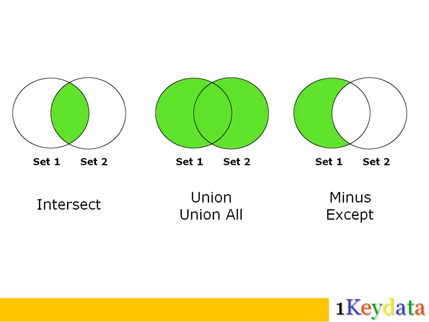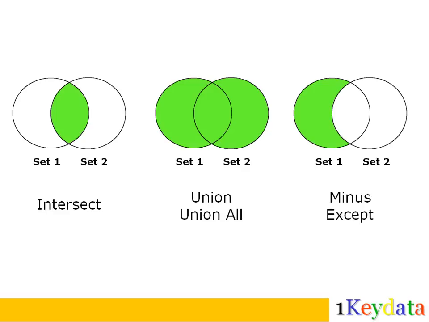The difference between union and union all is that union only shows distinct values, and union all shows all rows. So if a value appears 4 times in set 1 and set 2 combined, the union command will return that value once, while the union all command will return that value 4 times. The minus and except commands are the same. Some databases use minus, while other databases use except.